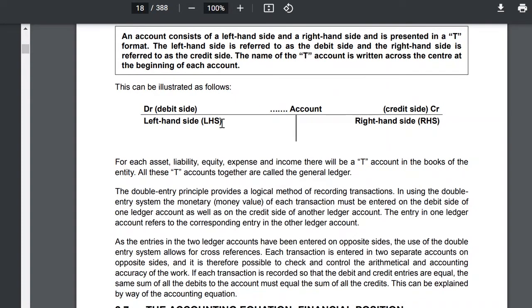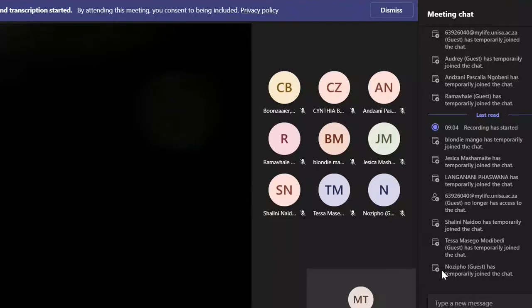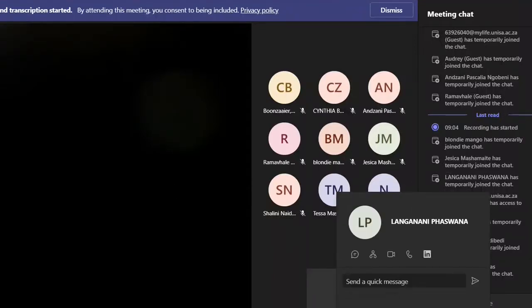Number three, you need to decide, if income is increasing, do you debit or credit in your ledger account? When a sale and income is increasing, you're gonna credit it. You're gonna put it on the right-hand side. And if an asset, which is bank, is increasing, you're gonna debit it on the left-hand side. So this is just a basic example of the double entry principle.